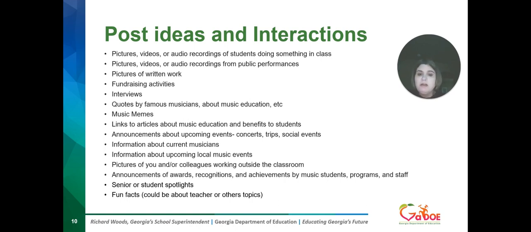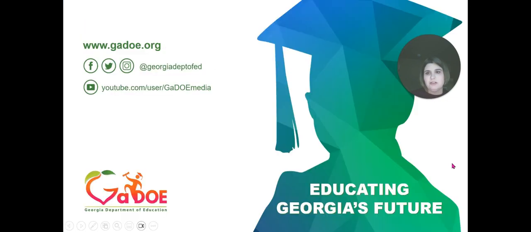Pictures of you and your colleagues, maybe doing work outside the classroom at a conference or performing, and then awards, recognitions, achievements of your program or your staff or your students. I love the idea of senior spotlights. The school down the street from us, Lanier High School, their orchestra does a fabulous job of highlighting their seniors every year and doing little senior spotlights about what their seniors are up to. So this is a great way to share and honor some of your students, fun facts about students and teachers, lots of different ideas for posts and interactions. So we can really use social media to help promote our program and share with our communities what's going on.